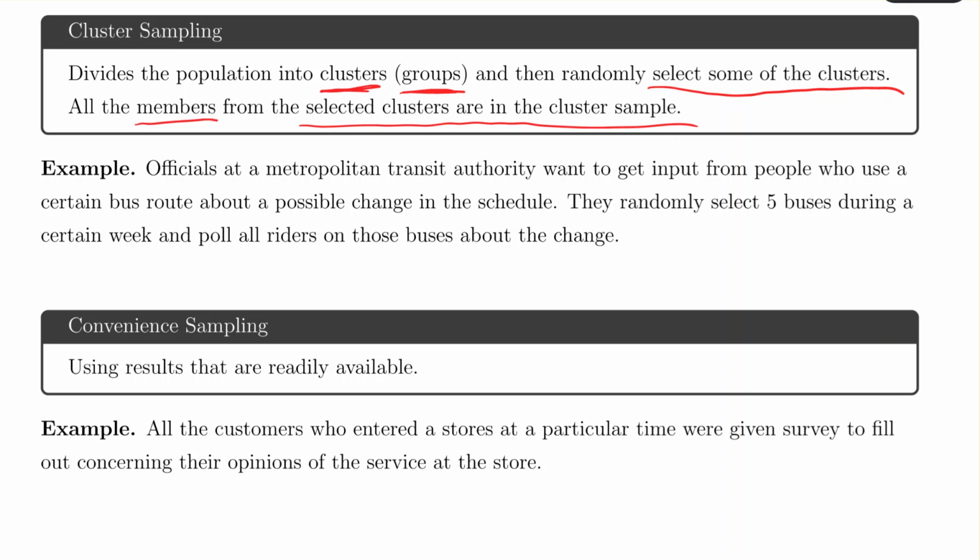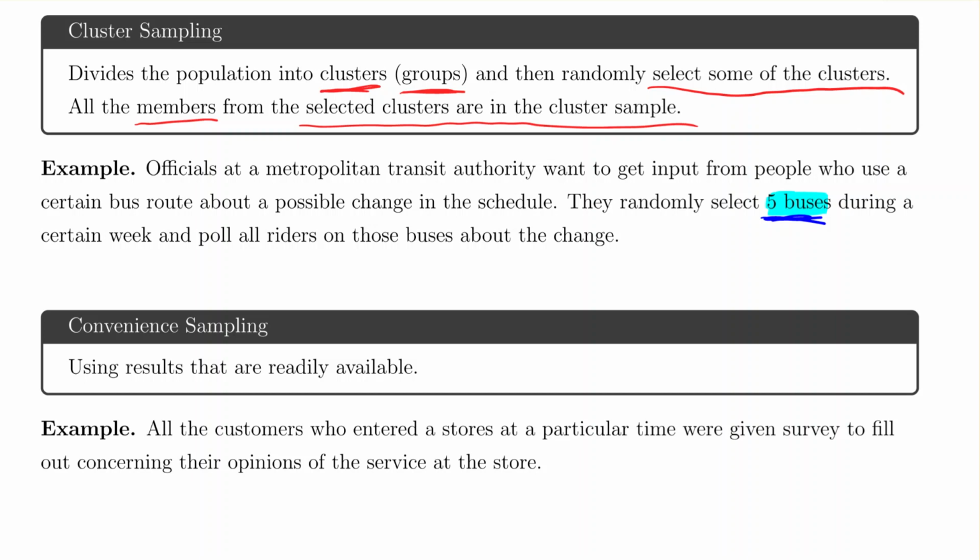Officials at a Metropolitan Transit Authority want to get input from people who use a certain bus route about a possible change in the schedule. They randomly select 5 buses during a certain week and poll all riders on those buses about the change. So in this example, the population is all the buses. We can think of each bus as a group or a cluster. There are many buses, but we randomly select 5 buses only. And all the passengers in the 5 buses are selected as the sample.